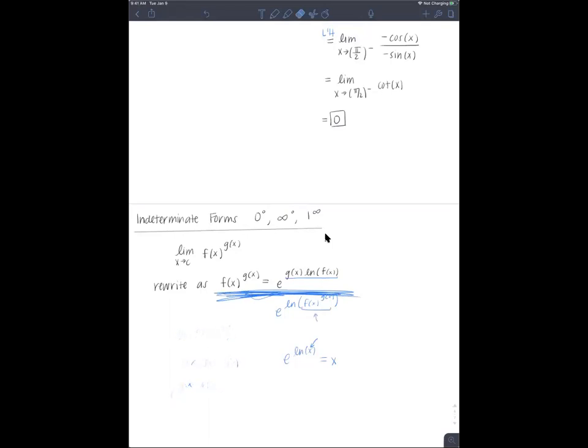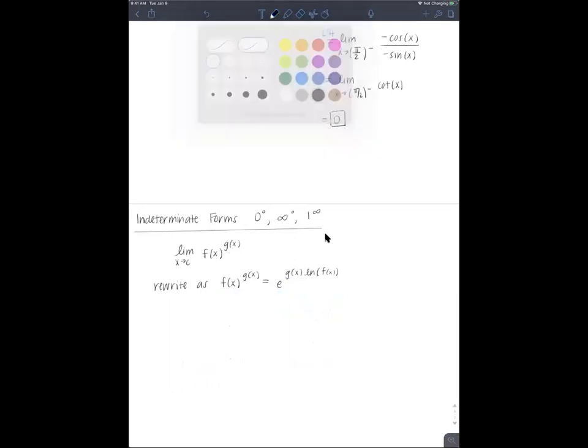I'm gonna erase all of that. It'll all be in the YouTube video, so. Okay. So then here, let's do an example. The example we're gonna look at is the limit as x approaches 0 from the right, so the positive side, of 1 plus sine of 4x to the power of cotangent of x.